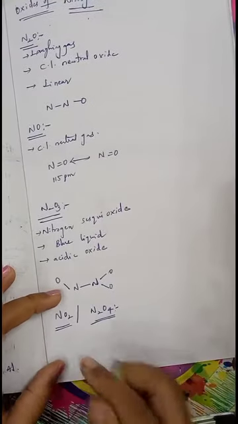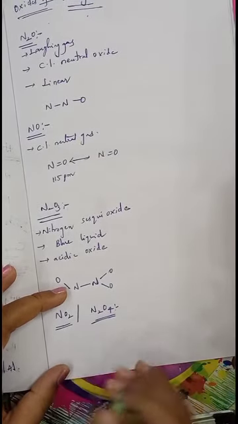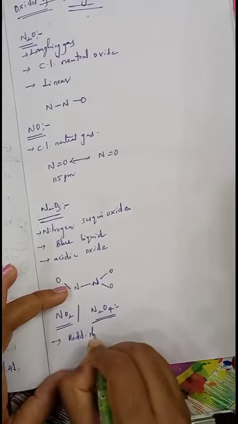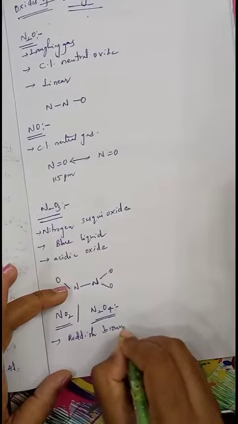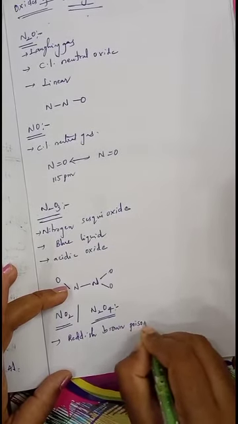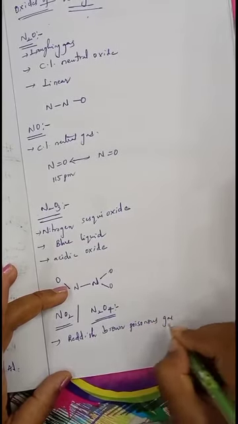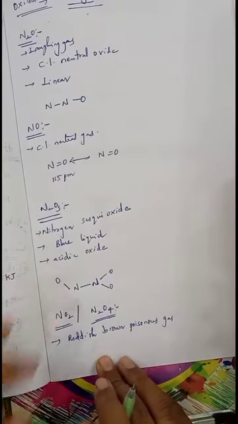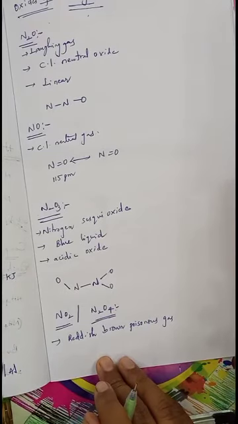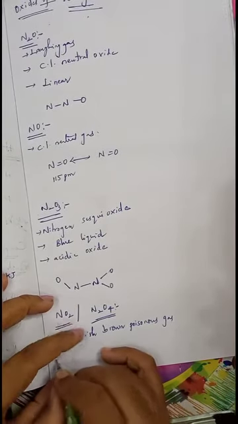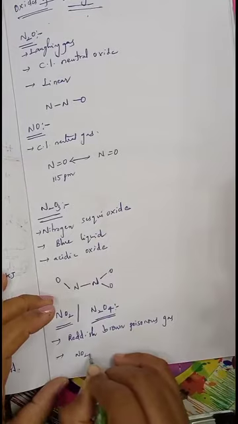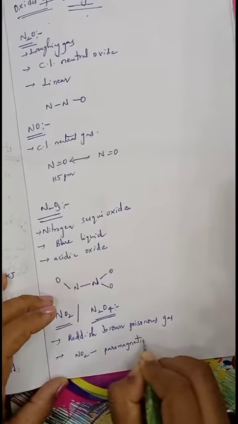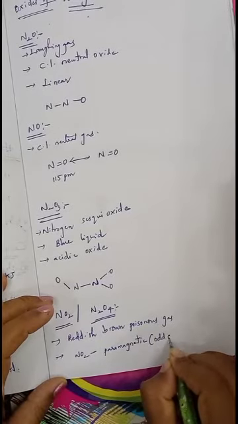Okay, it is a reddish brown poisonous gas, which is soluble in water. It is paramagnetic in property. Okay, it can show paramagnetic property due to having one odd electron.